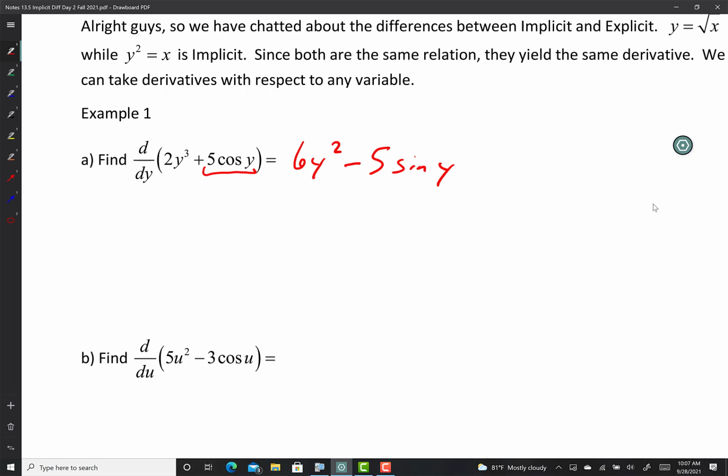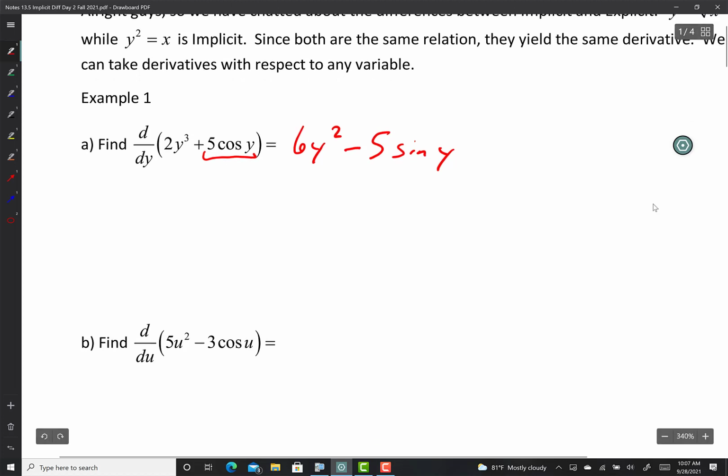So you don't have to do a table on 5 cosine y? Well, you do, but it's negative 5 sine y, then the derivative of the inside is dy dy, because it's a y. Are we okay, guys? Cool or not cool?